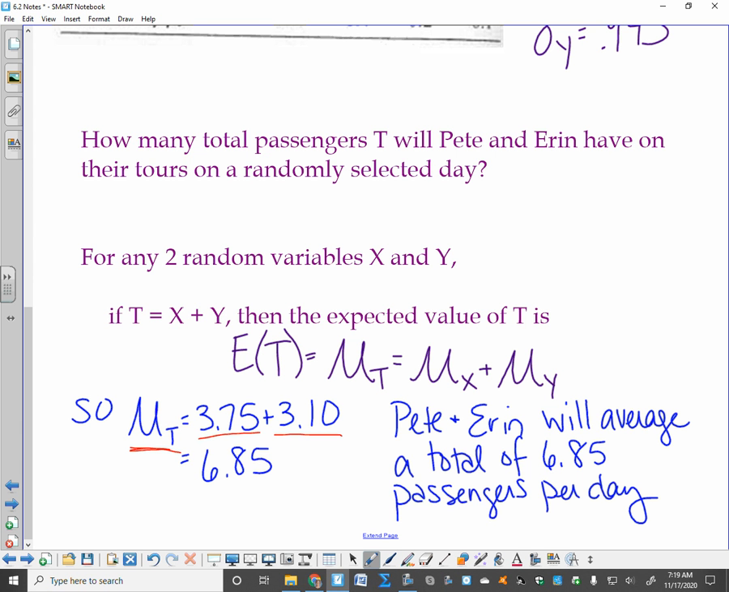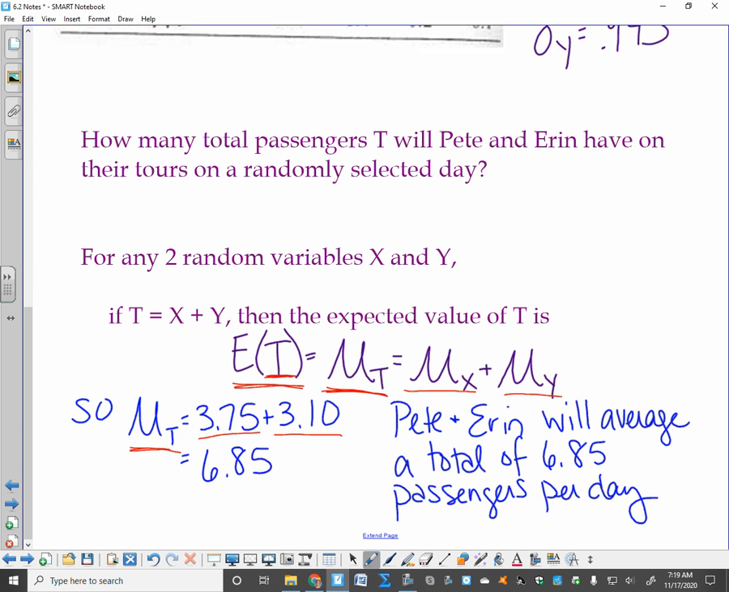So this is combining two different variables. It's got the expected value, which we've already talked about. The expected value of the total number of passengers is mu sub T. Expected value is mu, and T is the total between Pete and Aaron. And so you're just going to add the two means together. So mu sub T equals 6.85.